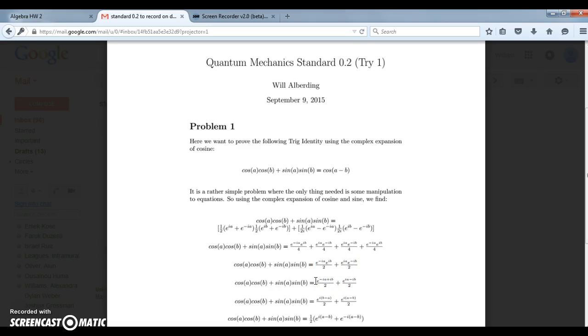From here, I used the exponential rules to say that e to the negative ia times e to the negative ib, or e to the ib, is equal to e to the negative ia plus ib, and I essentially did the same thing over here. I then pulled out the i over here to get e to the i times the quantity b minus a, and the term e to the i times the quantity a minus b, all over 1/2.